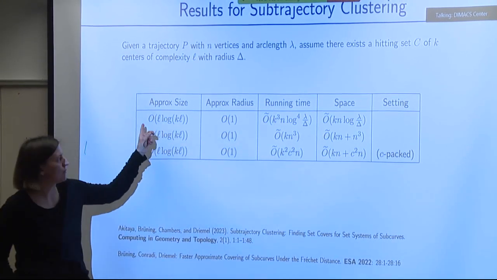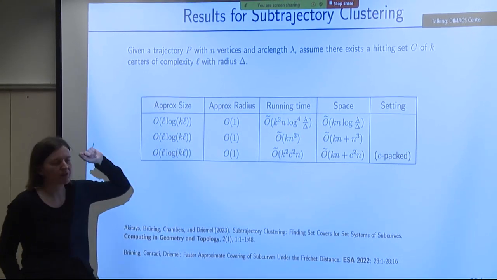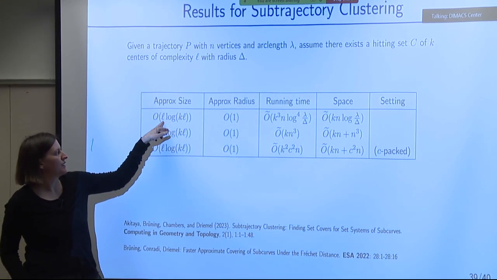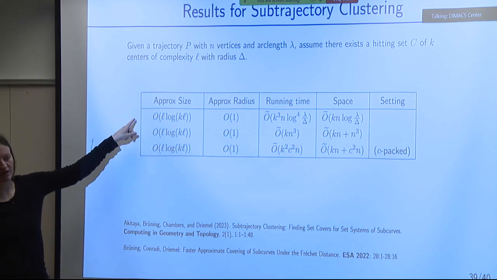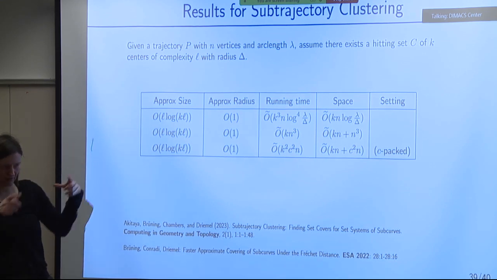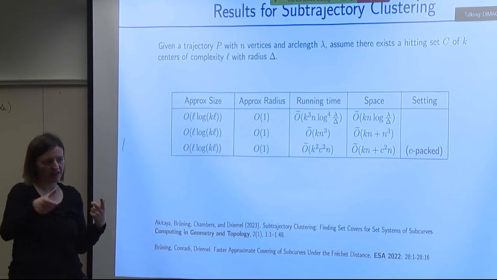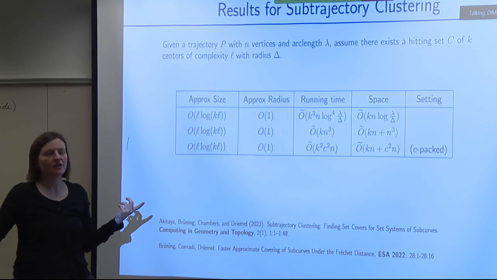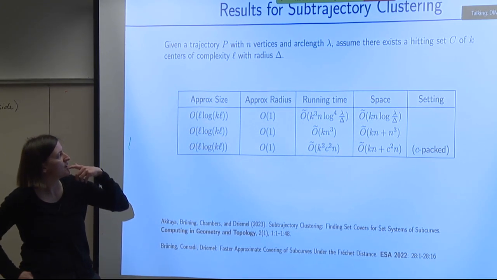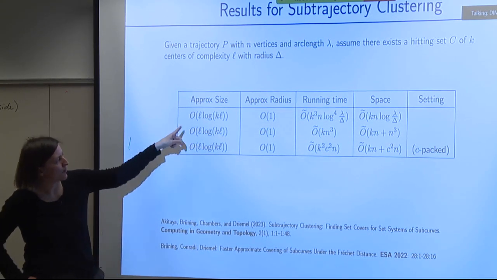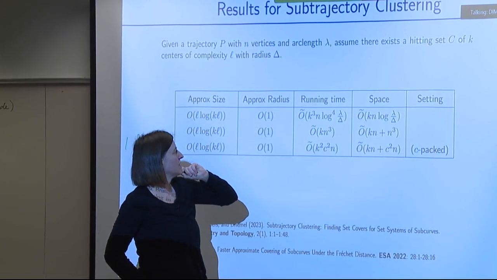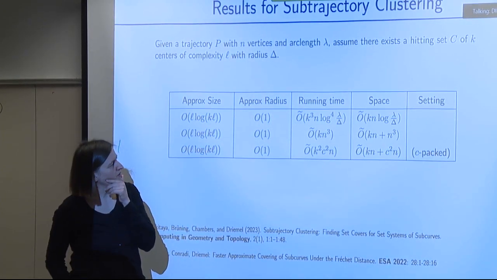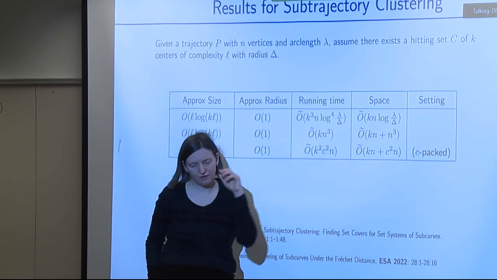We get a bicriterial approximation, and the radius approximation will be constant, and the size of the set cover will have this. This also works for longer centers, because I can always break a center of L edges into L centers of just one edge each. So that will be the approximation for the size, and the running time is near linear in the length, but it also has this parameter lambda over delta, where lambda is the length of the curve.